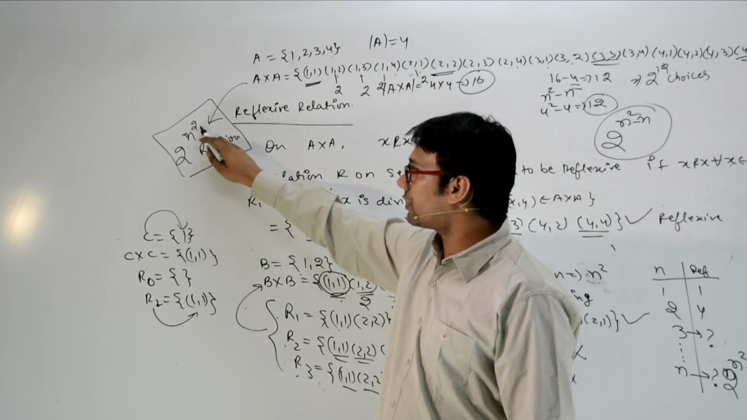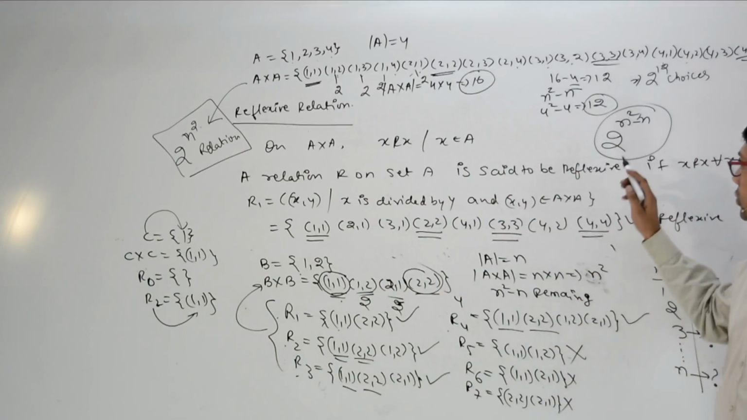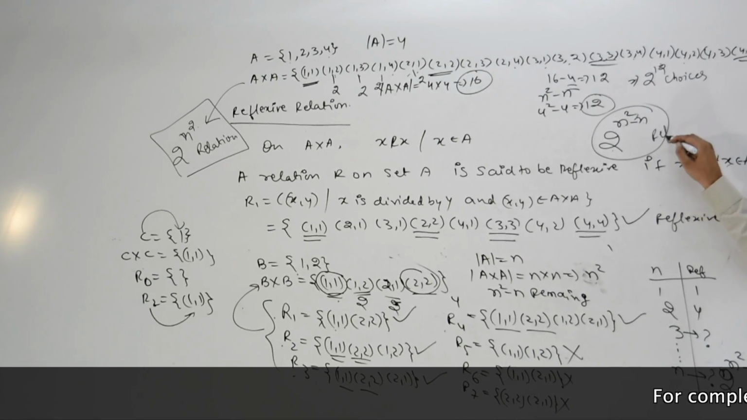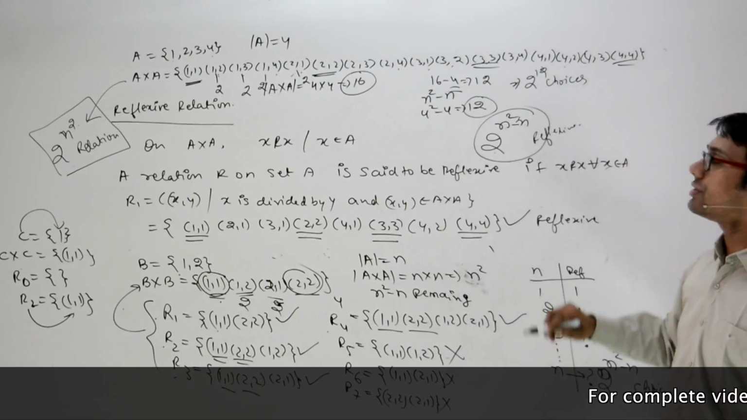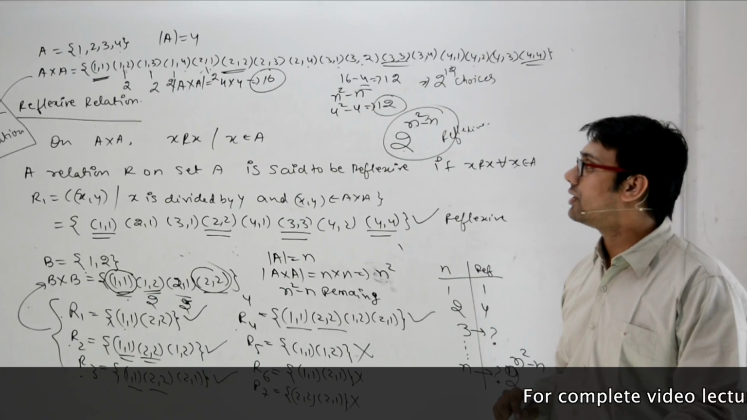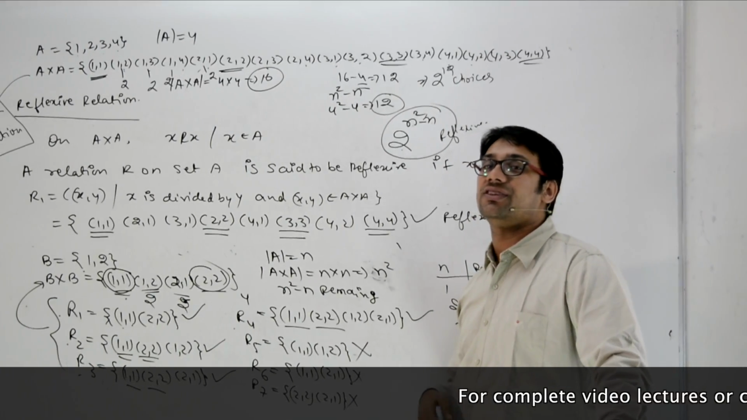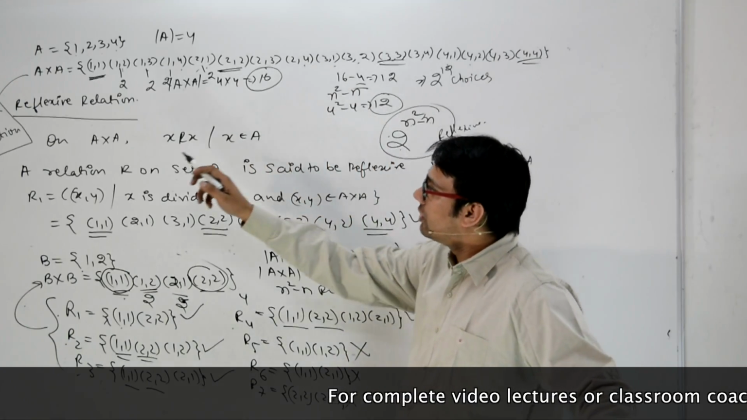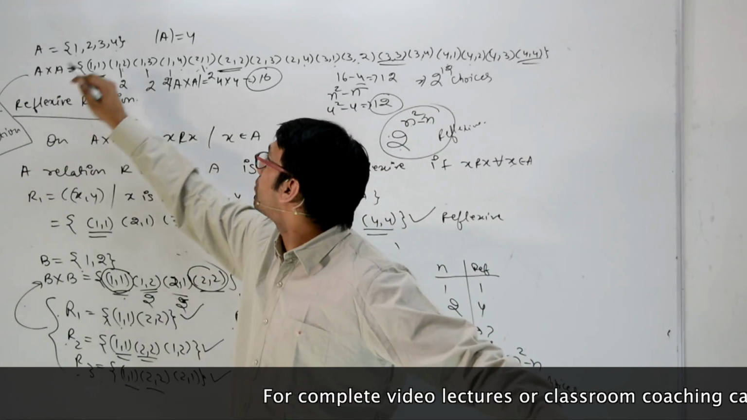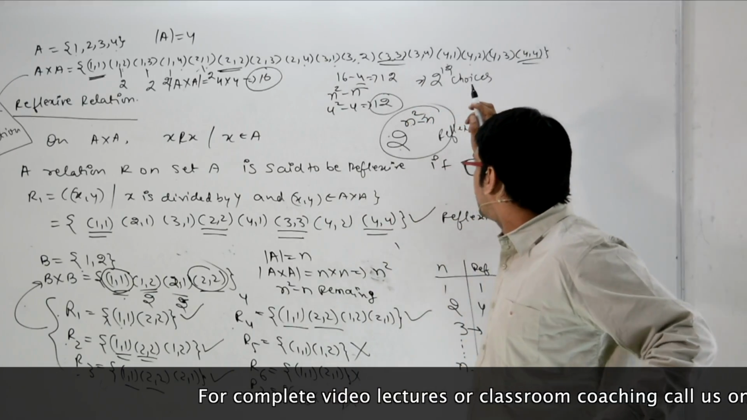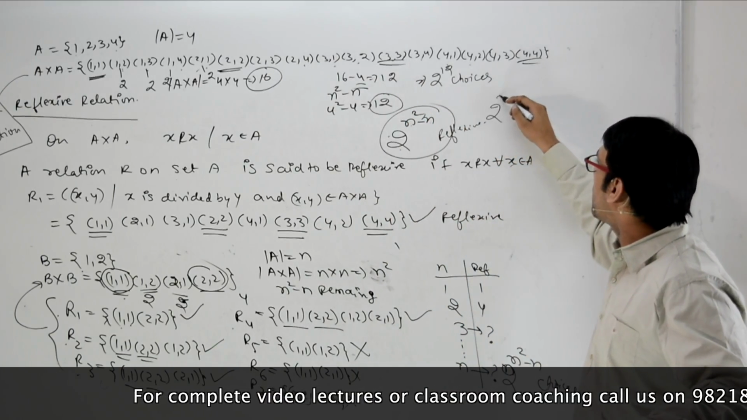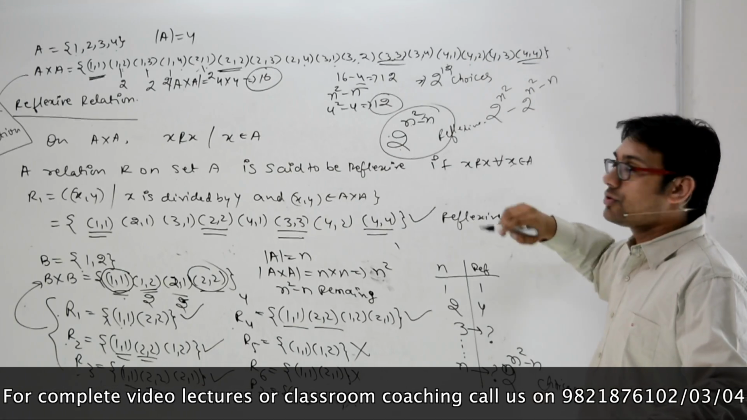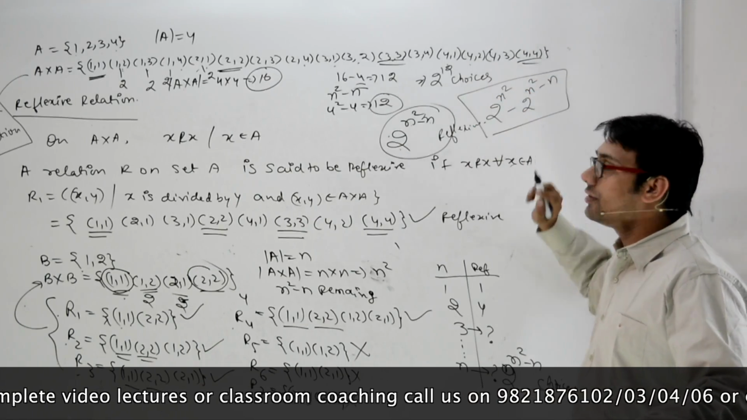Out of these 2 raised to power n square relations, there are 2 raised to power n square minus n relations which are reflexive. If I have to give you an answer for how many relations are there which are not reflexive, then I have to subtract this term from this term, that is 2 raised to power n square minus 2 raised to power n square minus n. So these many relations are there which are not reflexive.